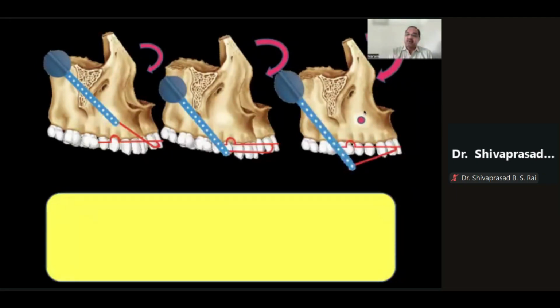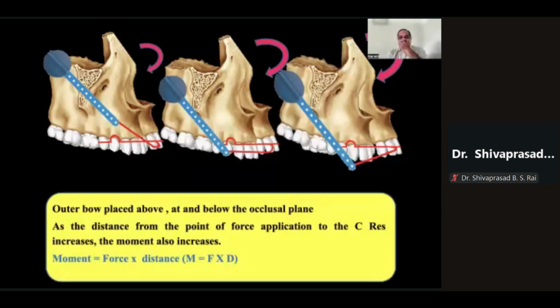That is because of the distance from the center of resistance of the maxilla to the point of force application. So here it is larger, here it is short, still lesser, and when you have it here, it is very close to the center of resistance of the maxilla. So the moment generated keeps increasing. So supposing you want a large amount of moment, you want your headgear to be very effective, you need to travel more far away from the center of resistance. So that is force into distance. That's why the moment keeps increasing.